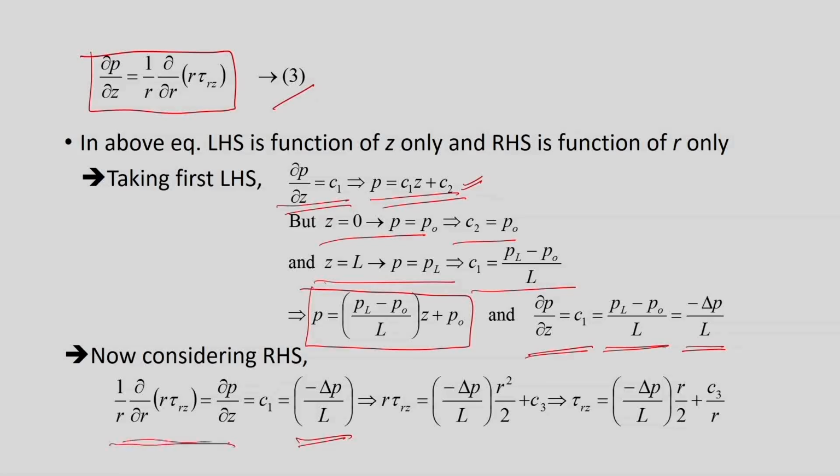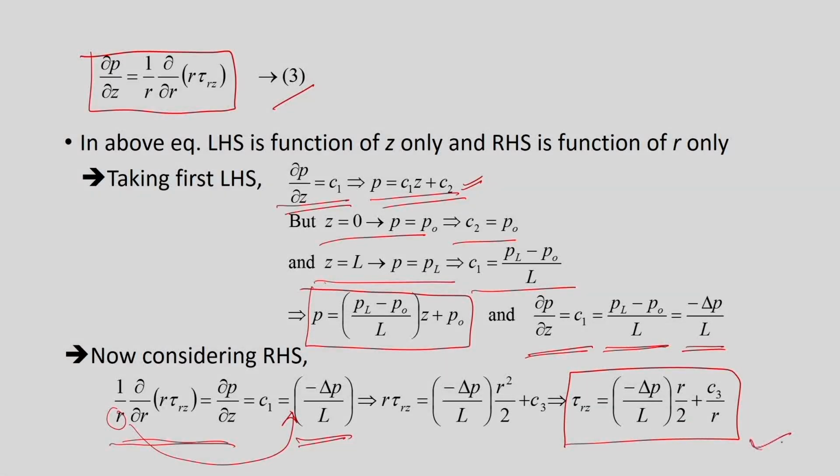So now (1/r) ∂/∂r of (r tau rz) is equal to C1, which is equal to minus delta P by L. When you integrate it, r tau rz is equal to minus delta P by L times r square by 2 plus a constant C3, because before integrating you have to take this r to the other side. So tau rz is equal to minus delta P by L times r by 2 plus C3 by r.